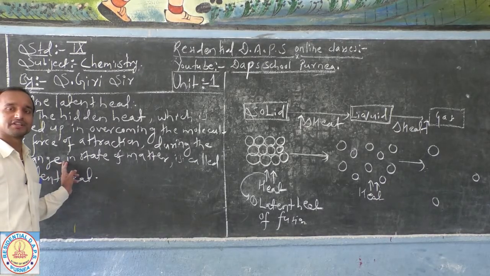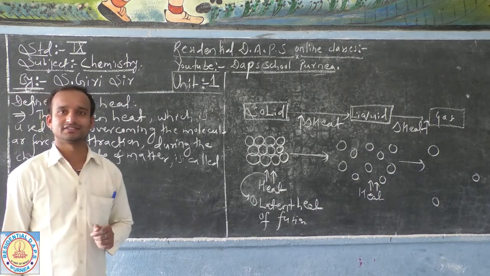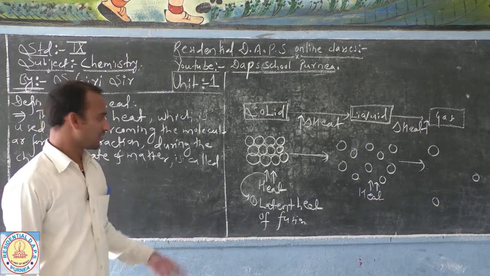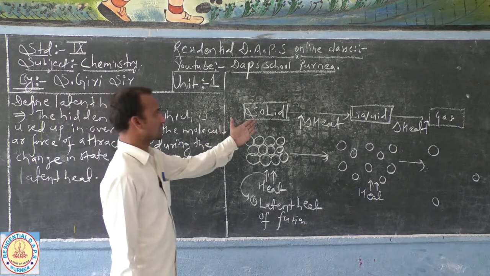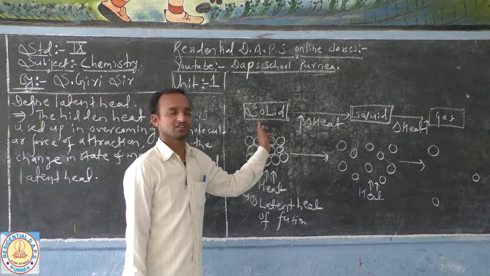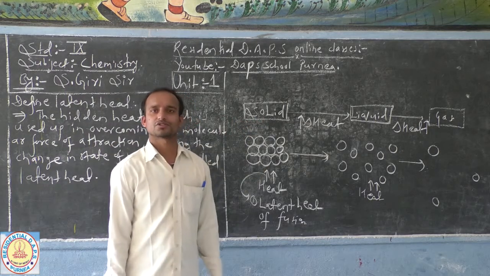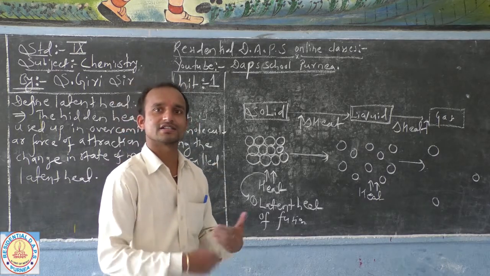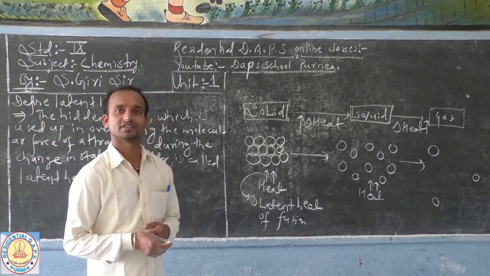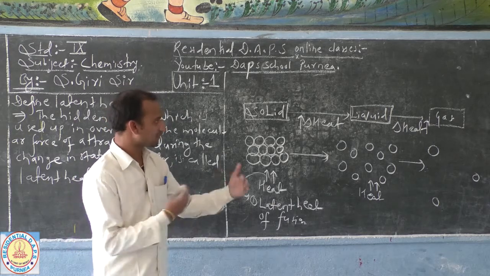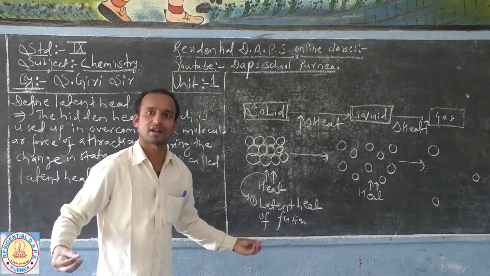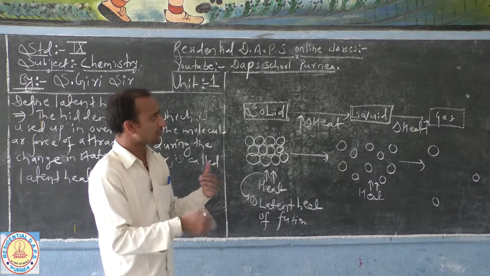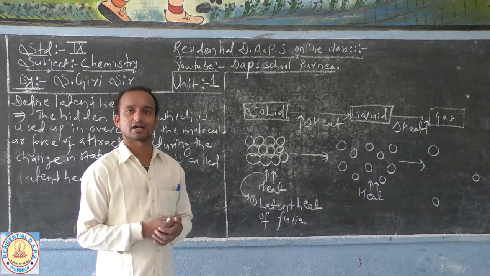So now, dear student, it is time to discuss latent heat. Listen here. Suppose I have written a flow chart: solid into liquid, and liquid into gas. When you supply heat to a solid, it does not immediately change into liquid. Remember, the same thing happens to a liquid also. When you supply heat and the liquid starts to change into gas, it doesn't happen immediately.